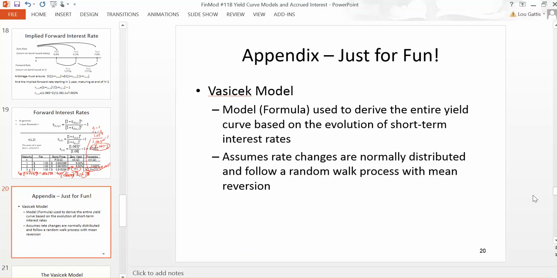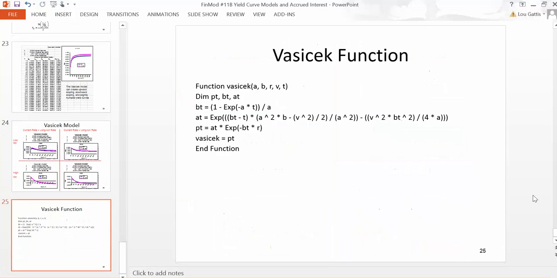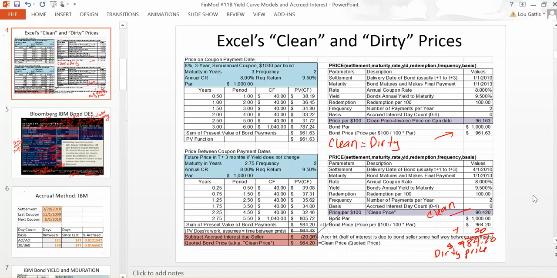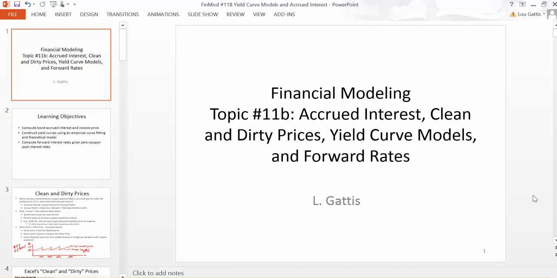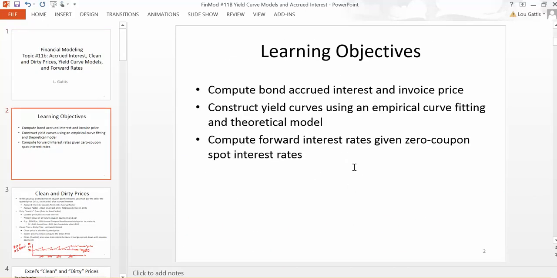So that's what we want to cover today. We talked about yield curve models, empirical, and then, though we didn't really cover it, other types of theoretical models based on the characteristics of interest rates. We did some empirical curve fitting using that third order polynomial. We also computed bond price and yield using accrual methods. We also talked about how to calculate accrual percentages using different day count conventions. And lastly, we talked about forward interest rates.